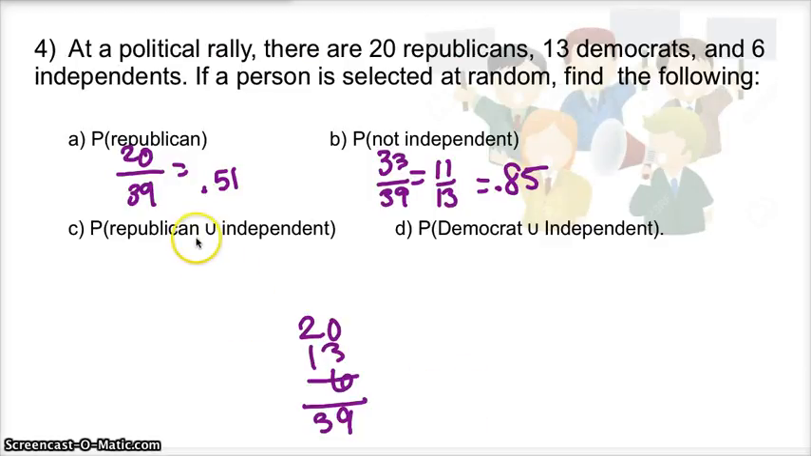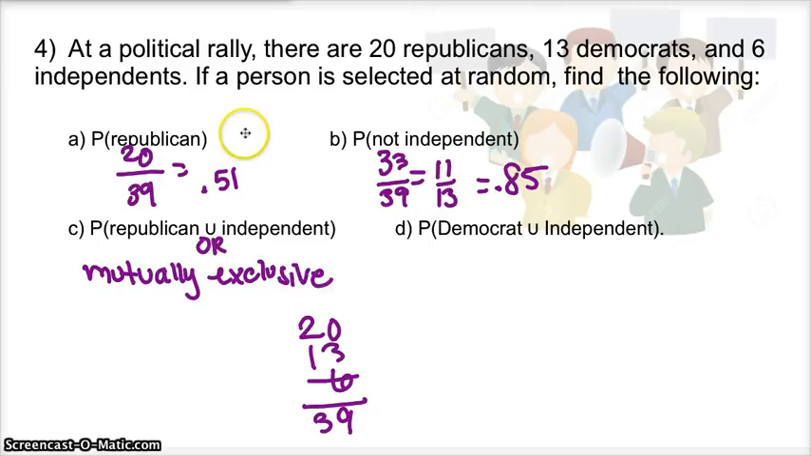The probability of selecting a Republican or an independent, and I do recommend you writing that word so you read it that way, otherwise symbols get very confusing. These are two mutually exclusive events. They're mutually exclusive events because if we select one person at random, I can't get both of them. I can't choose a Republican and an independent. So now let's find the probability of or.